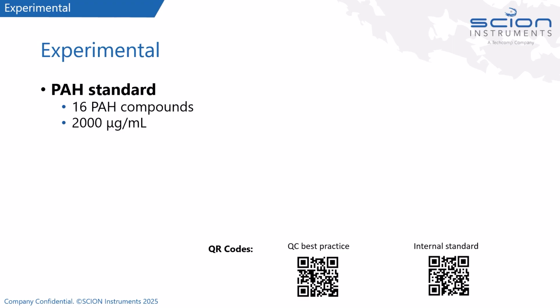Experimental. A commercially available PAH standard containing 16 PAH compounds at 2000 microgram per ml was bought and used for this application. This was diluted and injected and the compounds were identified. Injecting a known standard is important because you will know for sure that the compounds you are interested in will be detected in the method with a known concentration.